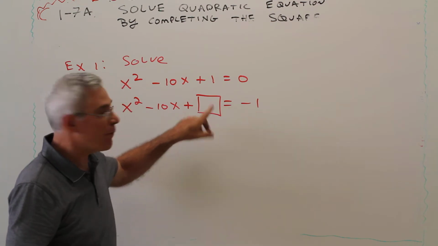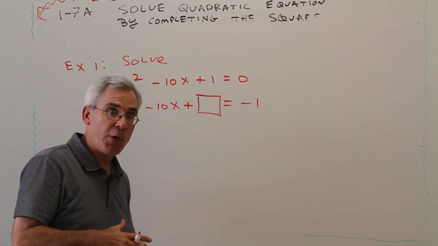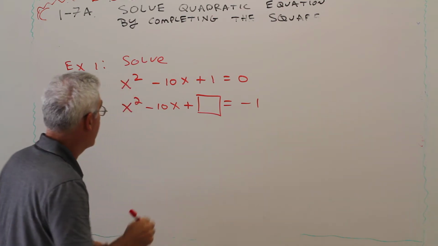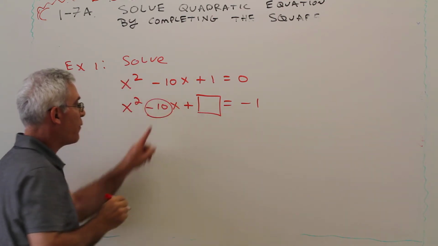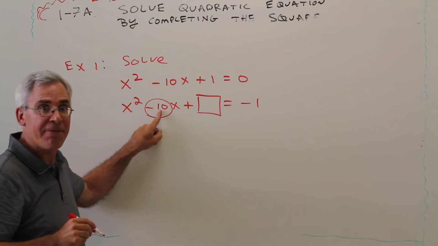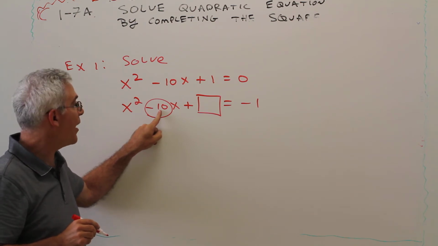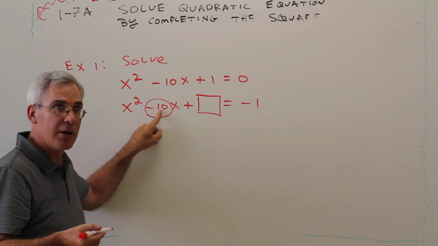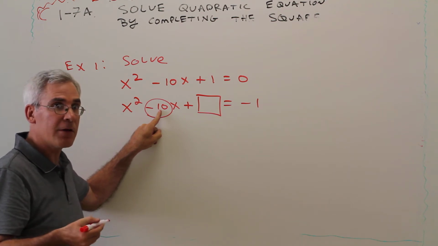So now again, I'm looking for the term to complete the square. Those three words: half and square. So for this coefficient, I take half of it. Half of negative 10 is negative 5. And then I square that. Negative 5 times negative 5 is 25.